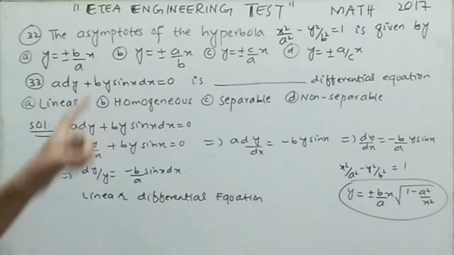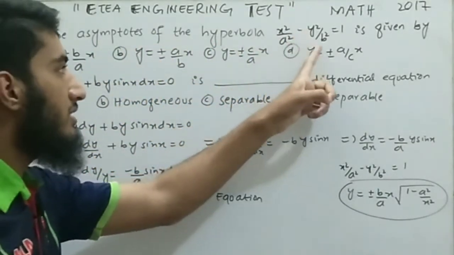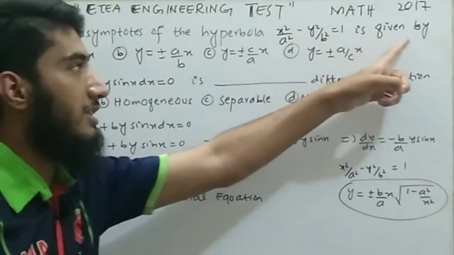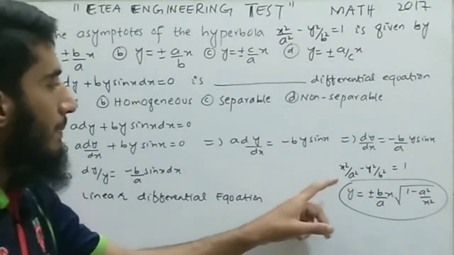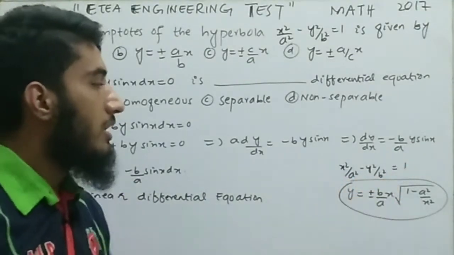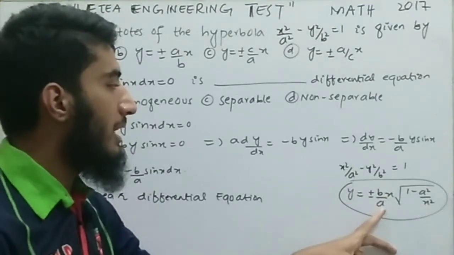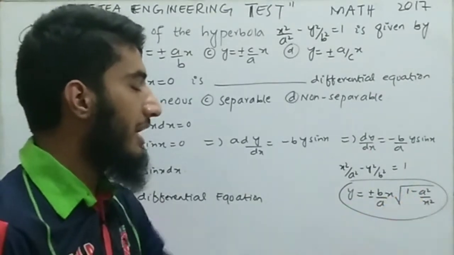It tells that the asymptote of the hyperbola x square by a square minus y square divided by b square is equal to 1 is given by. Now taking the given equation x square by a square minus y square by b square is equal to 1, solving for the value of y, it will give us plus minus bx divided by under root of 1 minus a square by x square.